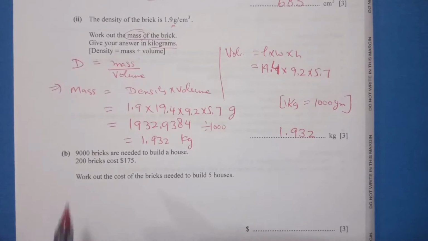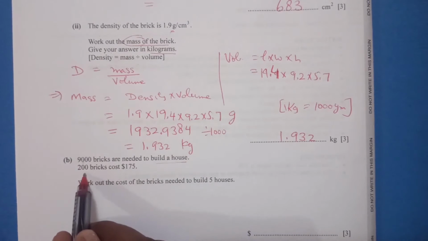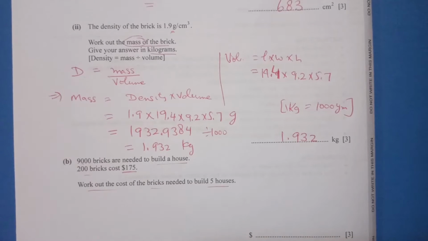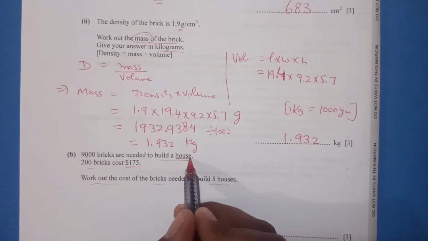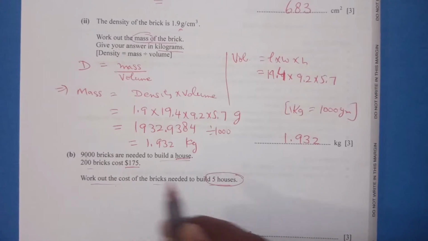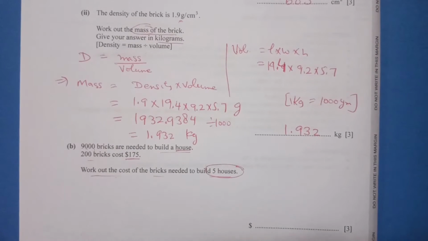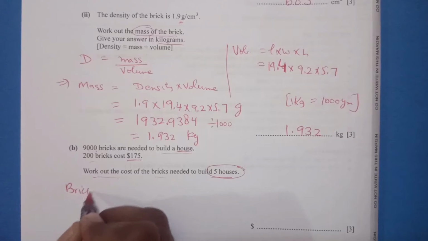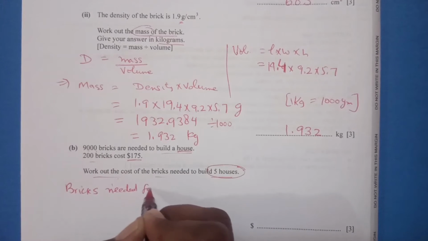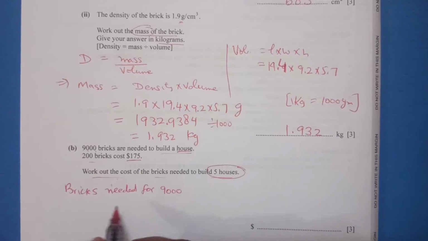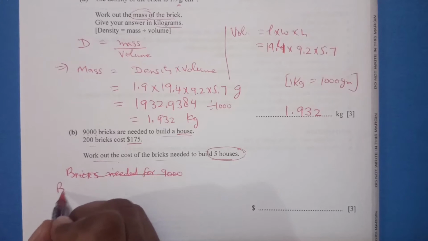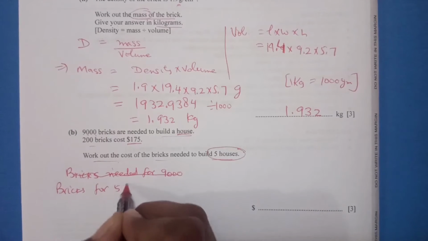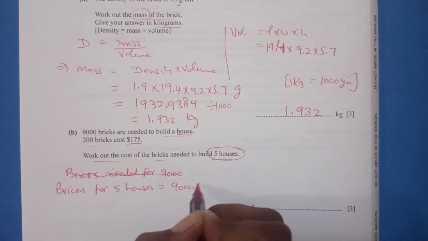Now part B, 9000 bricks are needed to build a house. 200 bricks cost $175. Work out the cost of bricks needed to build 5 houses. So we can go step by step. So 9000 bricks are needed to build 1 house, right? So we are looking for the cost to build 5 houses. So bricks needed for 5 houses will be 9000 times 5, right?